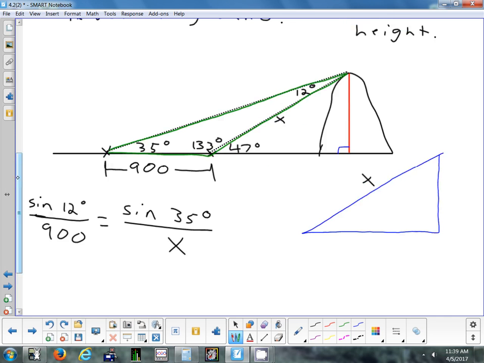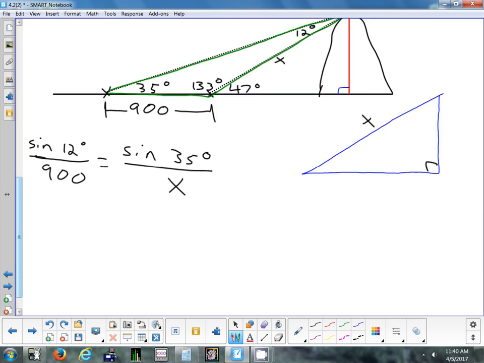Now, before we do it, is x the height of the mountain? No. It's not the height of the mountain, but it's a side in the triangle that will then tell me the height of the mountain. And it's going to be a special triangle because the side of the triangle that represents the height of the mountain is in a right triangle. So that's even easier than what we're doing right now. Okay, so x is going to be 900 sine 35 divided by sine 12. So I need to type that in and then round it off. Does anybody have that number?